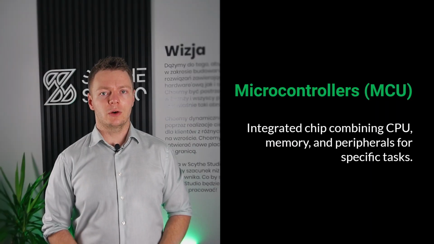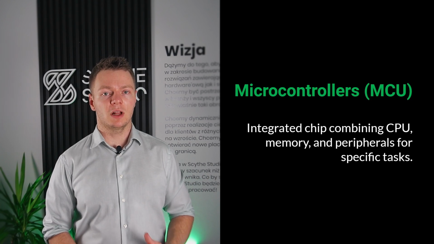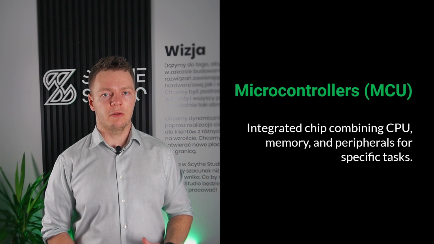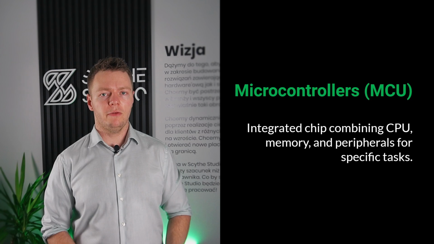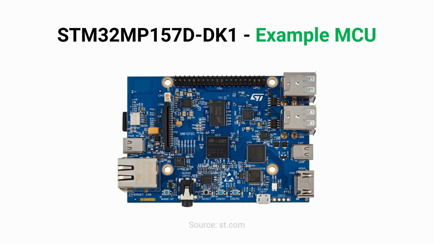So the first term is microcontrollers, MCU. MCUs are usually equipped with necessary components like simple CPU and flash memory, but they often have a set of additional peripherals added. Microcontrollers are more power efficient and they are usually created to perform a specific task. The example of MCU is STM32 family.